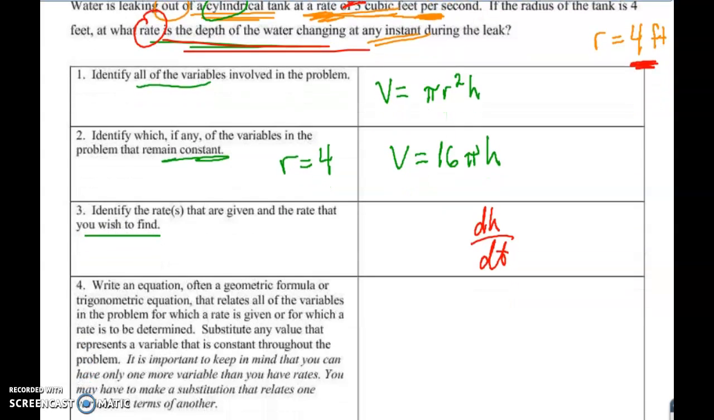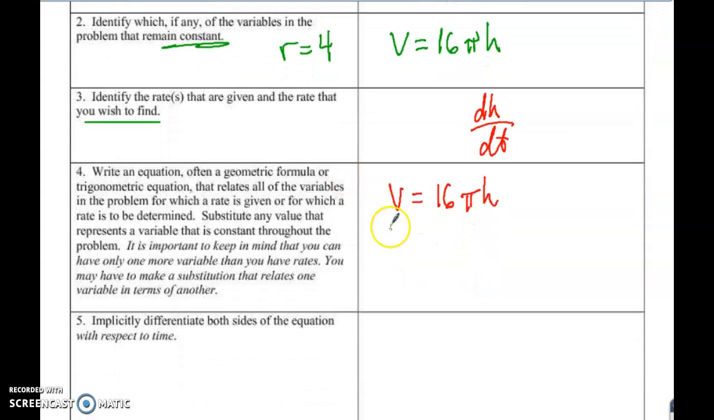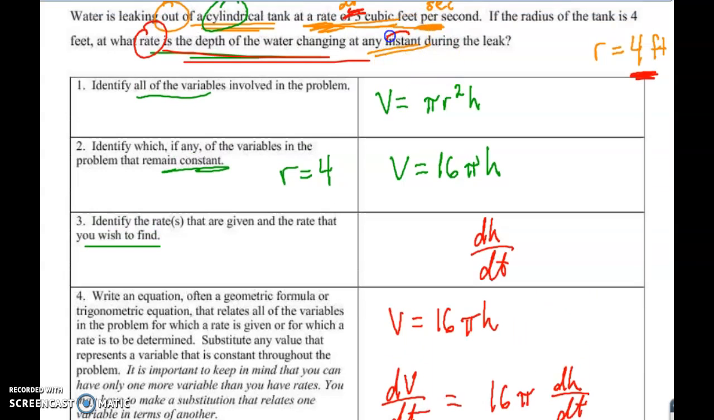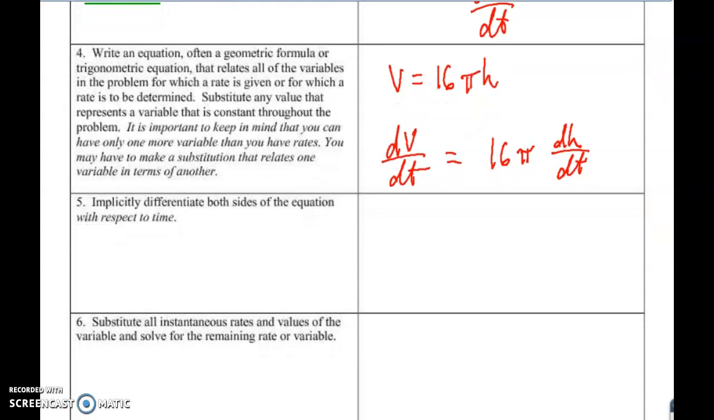Alright, so let me just rewrite that equation again. V equals 16 pi h. And now we know we can take the derivative of that. So dv dt is equal to 16 pi dh dt. And that's why the directions said at any instant, it does not matter what h is. Does not matter the height or depth. And the reason for that is it's decreasing at a constant rate. So think of it that way.